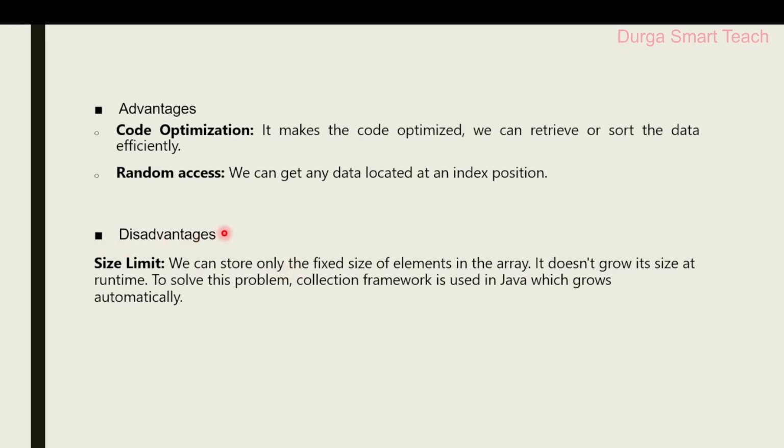The next one is a disadvantage: size limit. If we create the array with size 10, you can store only 10 values, not more than 10 values. So we can store only a fixed number of elements in the array. It does not grow its size at runtime. To solve this problem, the collection framework is used in Java, which grows automatically.